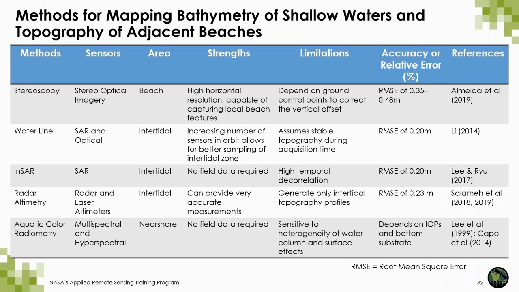Here are some of the methods that are used for mapping bathymetry in shallow waters and in the topography also in adjacent beaches. And in the next several slides, we're going to go over these in some detail, but they include spectroscopy, waterline, which is probably one of the most used methods, particularly for topography and bathymetry, the use of interferometric SAR, radar altimetry, and aquatic color radiometry.